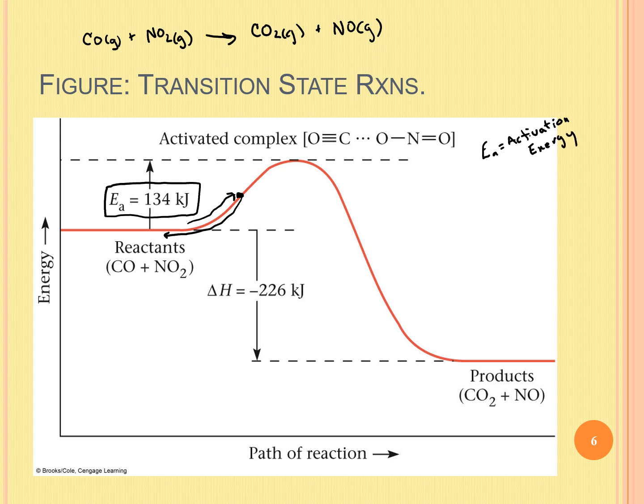They must possess at least enough energy so that when they collide, they overcome that barrier. They have to have enough energy so when they collide, they come up and reach at least the top here. Then they can roll down the hill and become products. When they're at the top, they're called either an activated complex or sometimes the transition state.